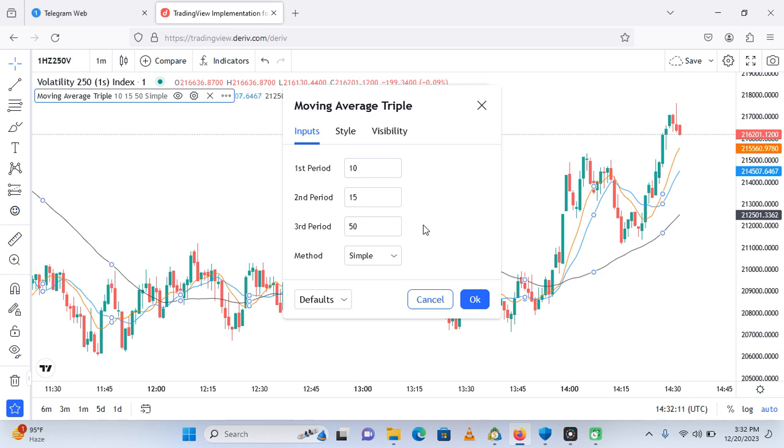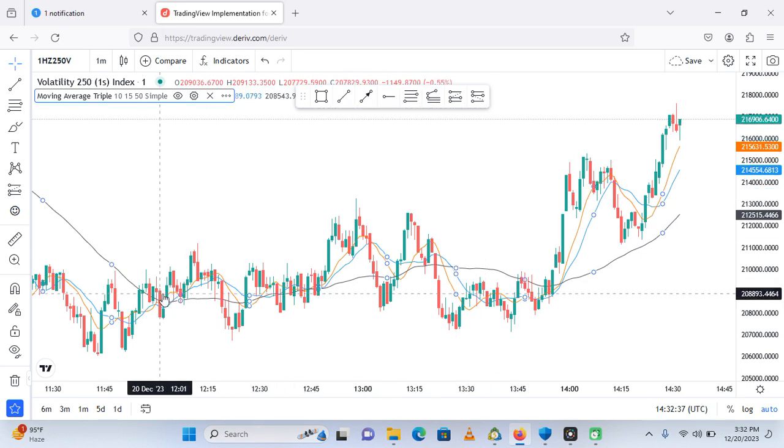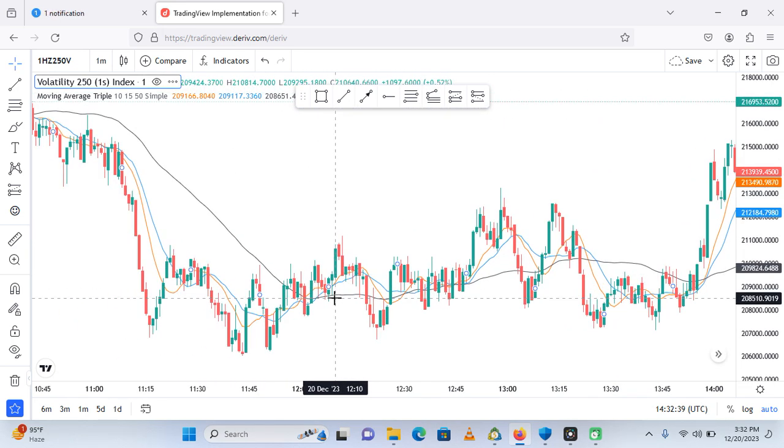Make sure the colors are different from each other so that you can distinguish when there is a crossover. Because 10 and 15 look close, you might not know when there is already a crossover. But if you use different colors, you will see clearly when the crossover actually happens. Now your focus is to see when the 10 and 15 really cross the 50. That is when you want to take your trade.